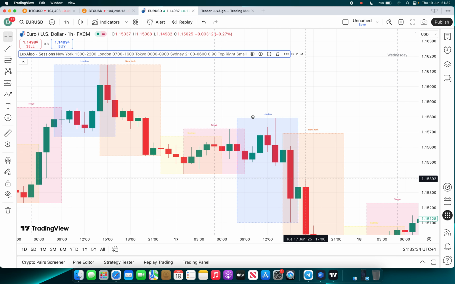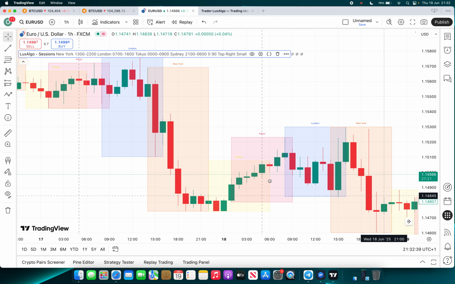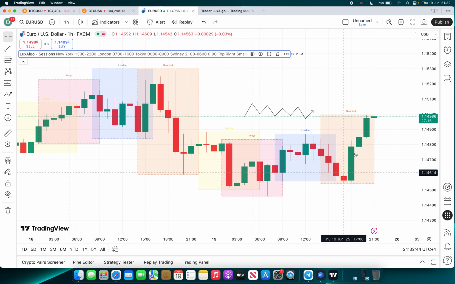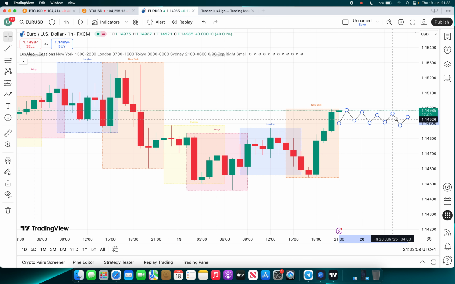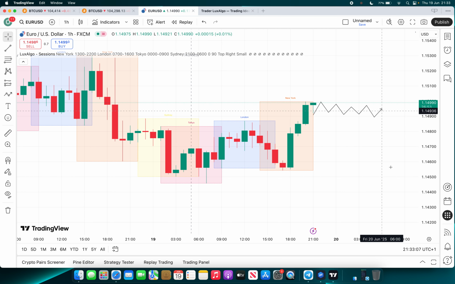17th, New York also dumped the market. 18th, New York dumped the market. And today, 19th, New York bought. So you can expect, okay, if New York bought and Sydney and Tokyo consolidate here, let's say overnight, they consolidate here, London can either sell or buy. Then tomorrow you know what to expect.